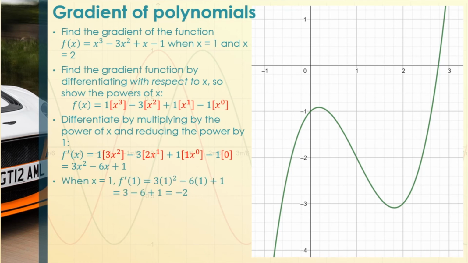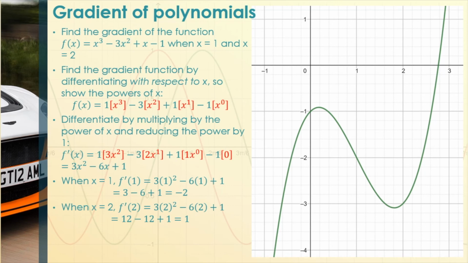So when x is equal to 1, substituting 1 for x, f dash of 1 will equal 3 times 1 squared minus 6 times 1 plus 1. That will give us 3 minus 6 plus 1, which equals minus 2, confirming what we thought already.